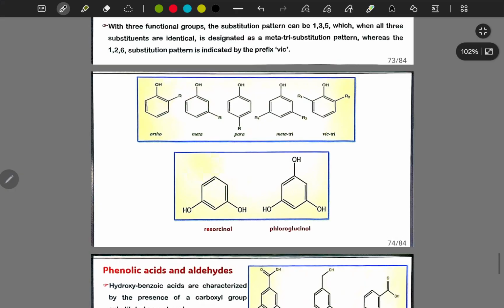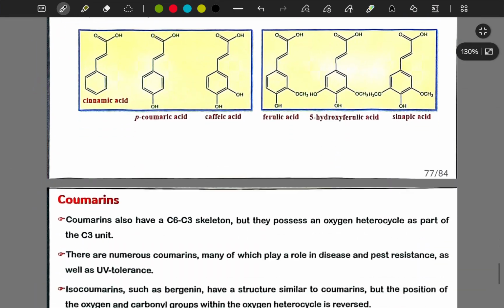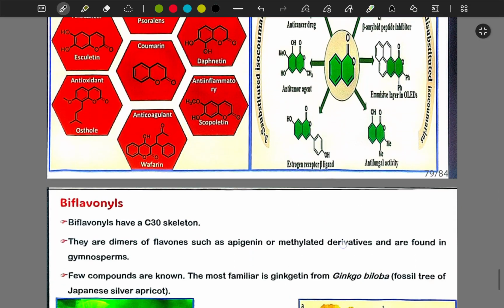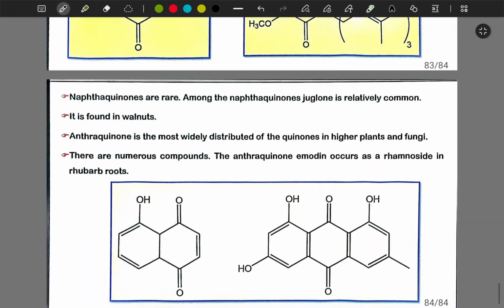Simple phenolics: phenolic acids and aldehydes, acetophenones, cinnamic acid, coumarins, common biphenyls.